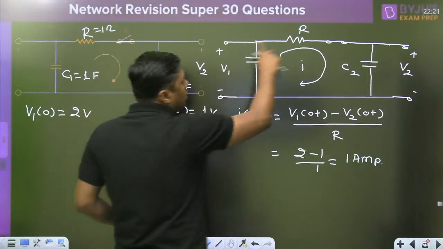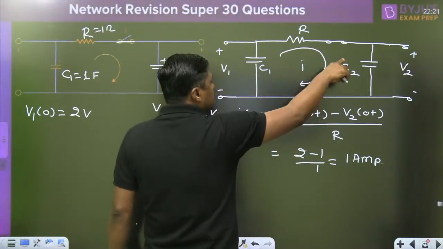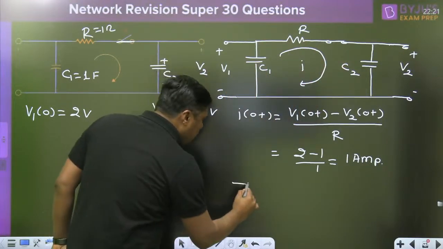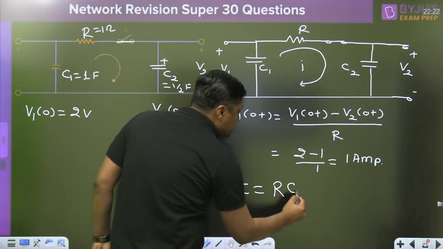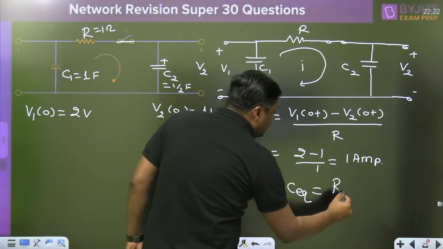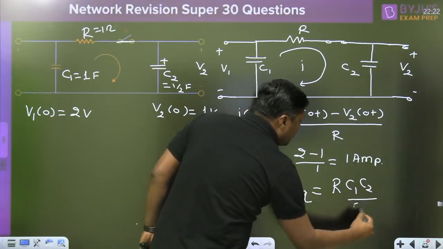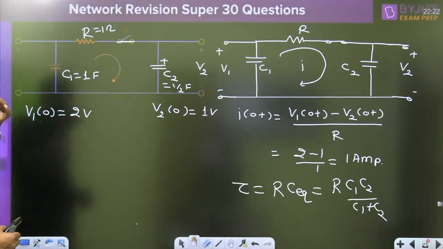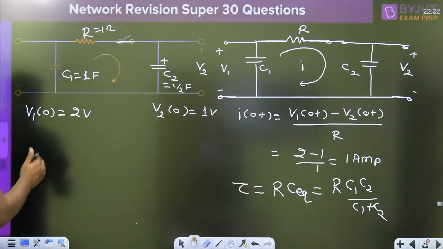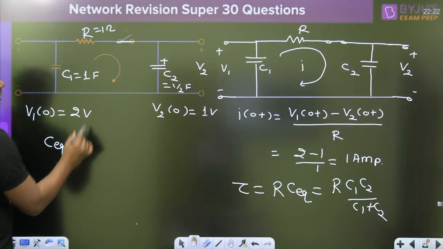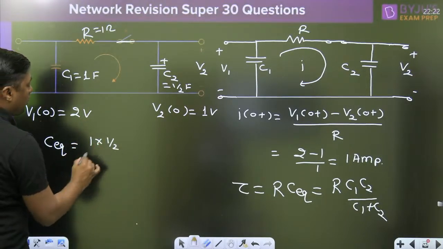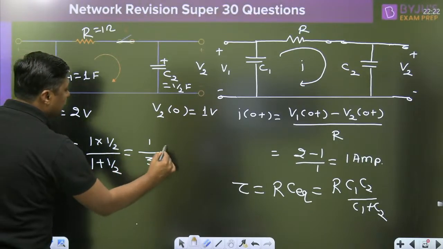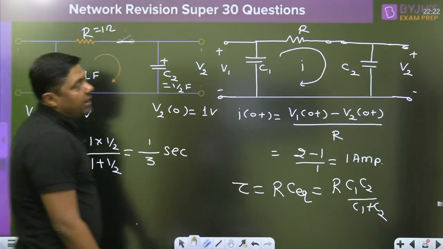Second, what is the time constant of this circuit? These two capacitors are in series. Watch this diagram. So what is the time constant of this circuit? R times C equivalent, R C1 C2 divided by C1 plus C2, because these two capacitors are in series. So C equivalent will become 1 into 1 by 2 upon 1 plus 1 by 2. The 2 cancels, so 1 divided by 3 seconds.